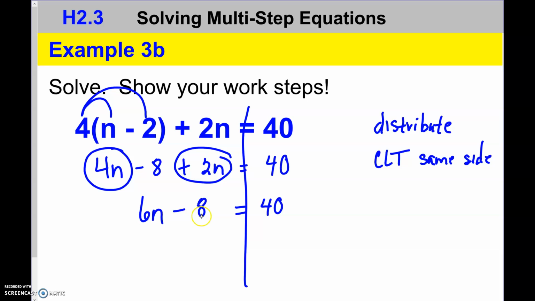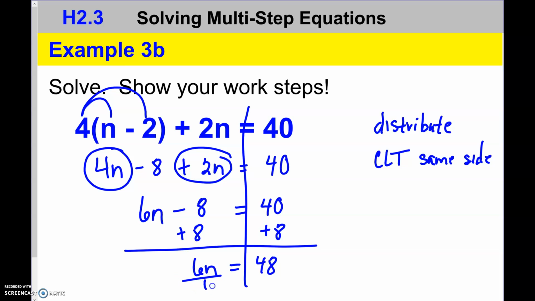So this says minus 8. I'm going to add 8 to each side. So I have 6n equals 48. Now how do we move that 6? That says 6 times n. So we're going to divide by 6. And let's see, 48 divided by 6. I'm running out of room here. So n equals 8. 48 divided by 6 is 8.